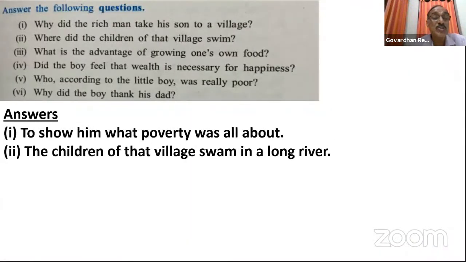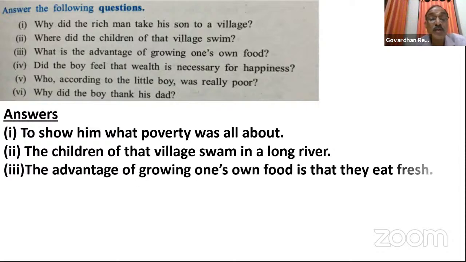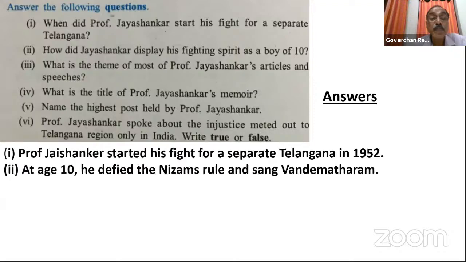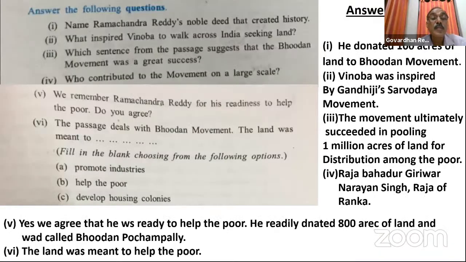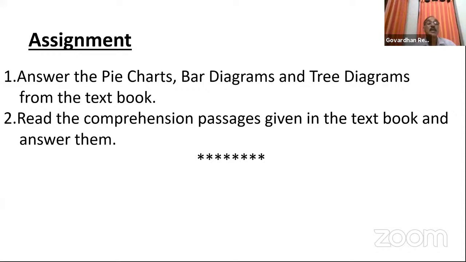The other passages also are given, but due to lack of time, I think we'll have to move on to the assignment. The assignment, answer the pie charts, bar diagrams, and tree diagrams from the textbook. From the textbook, some more pie charts, bar diagrams, and tree diagrams are there. You'll have to answer all of them because all of them will be given from your textbook only. No pie charts or bar diagrams or tree diagrams will be given out of your text. So you'll have to be thorough with the textbook exercises.